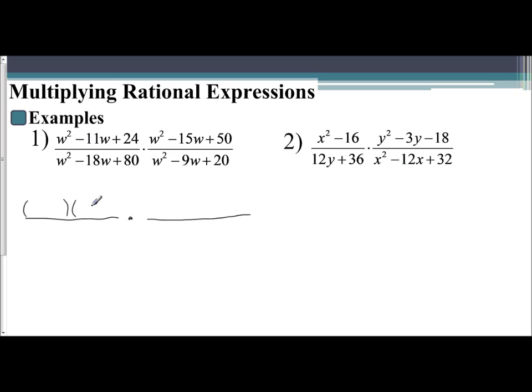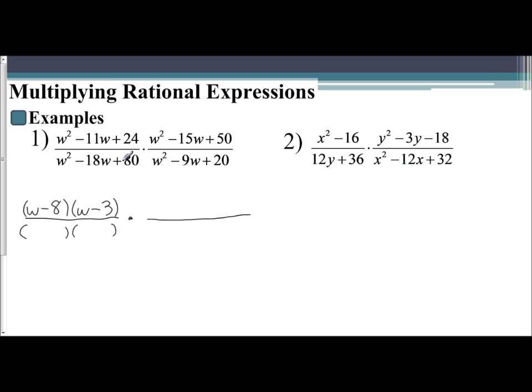So I have w squared minus 11w plus 24. I want two numbers that multiply to give me a positive 24 and add to give me negative 11. Well, a negative sum and a positive product means a negative and a negative. So to give me negative 11 would be negative 8 and negative 3. That multiplies to give me positive 24 as well. On the bottom, the same idea.